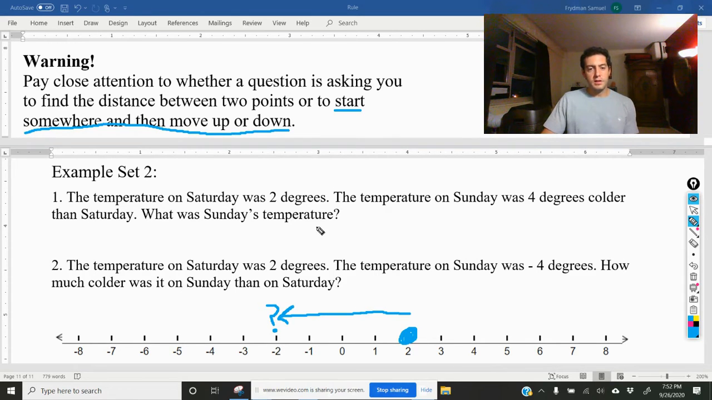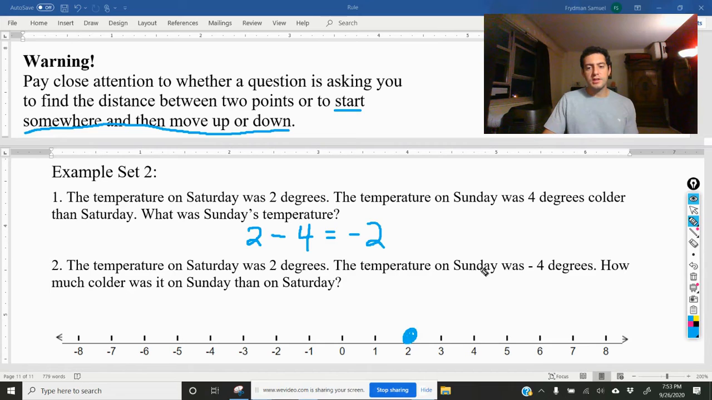Okay? So the way that I would represent this problem as an expression is I'm starting with 2 and then I'm moving down 4 spaces. And then 2 minus 4 would give me -2 as an answer, and that -2 represents Sunday's temperature. Okay? And now let's do the last problem here. This will be the last problem of the video. The temperature on Saturday was 2 degrees. I'll just put a dot right over here.